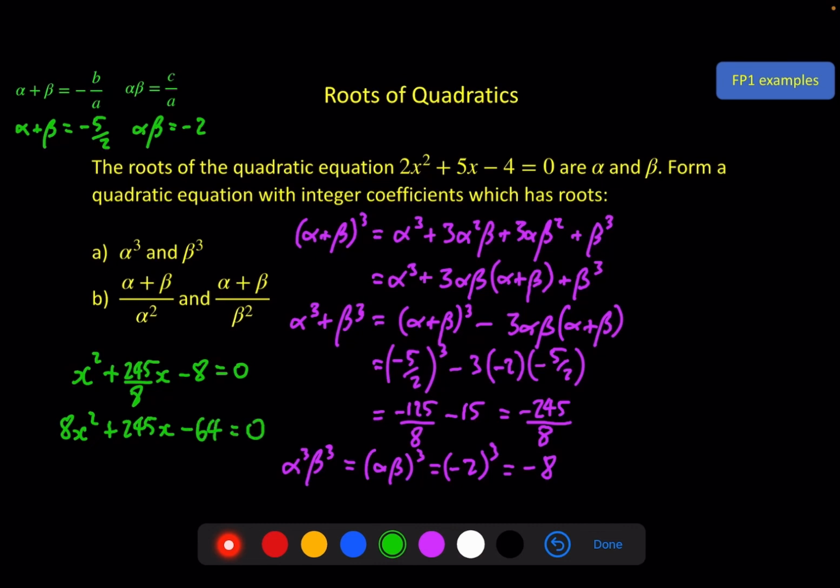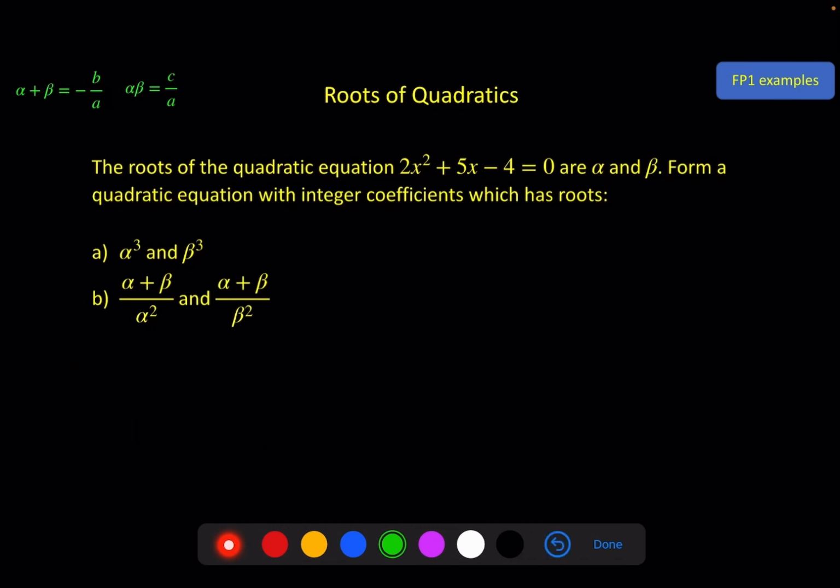Final example, clear this off. This is still equal to minus 2, and this is still equal to minus 5 over 2. Now we want alpha plus beta over alpha squared, and alpha plus beta over beta squared, so we need to find the sum and the product of these two things.